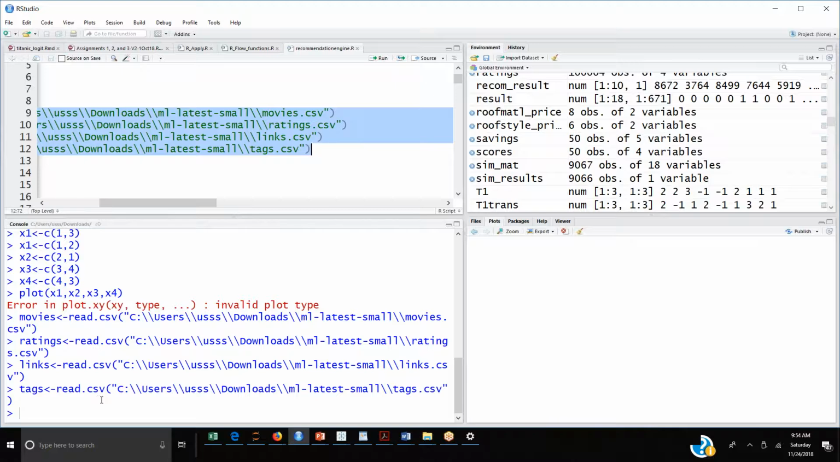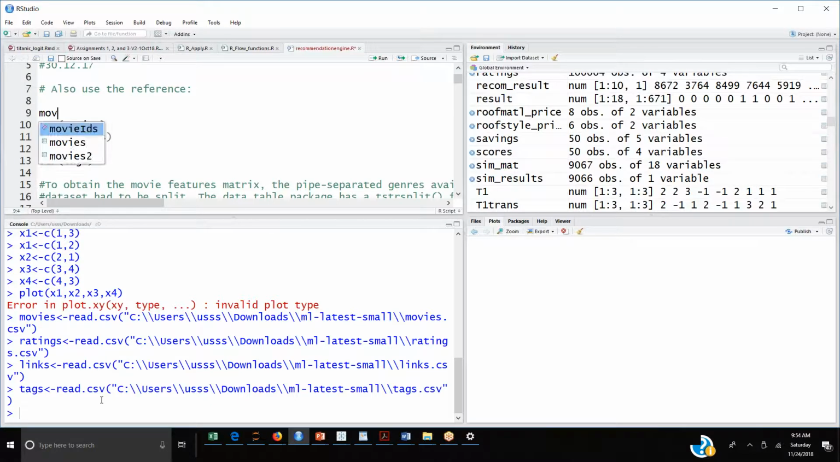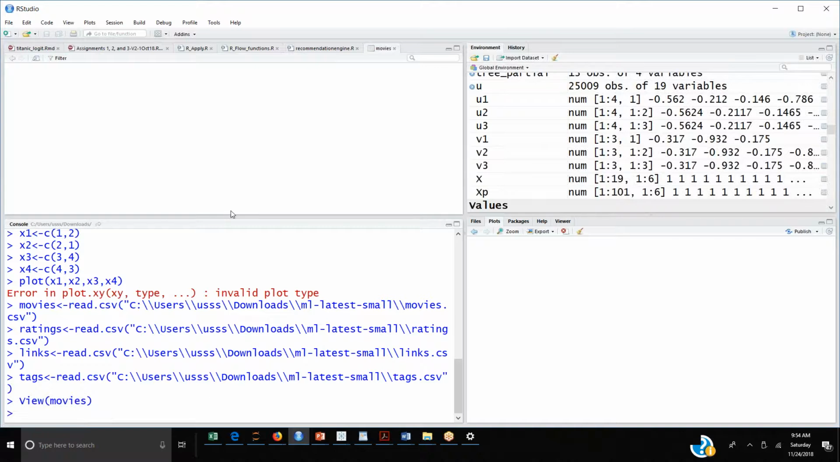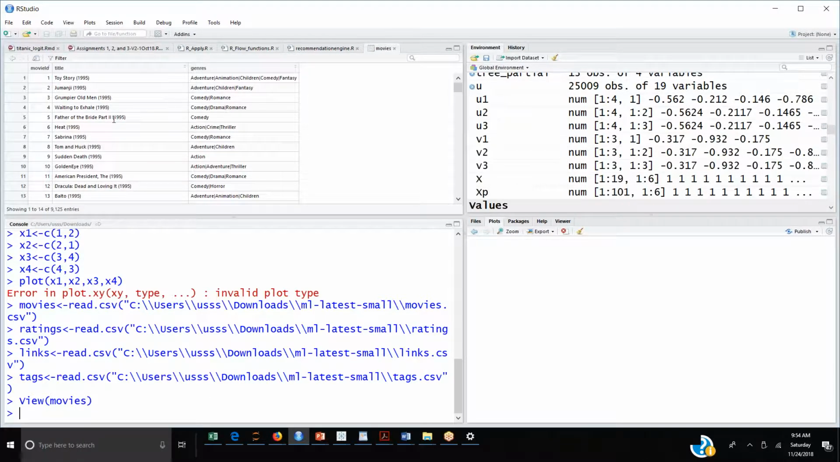So what do we have? Let's see the movie one. Actually, I can view movies, right? That's better, maybe. See here at the movies. Do you see this one? Can you read? I don't know whether it's too small. Columns are movie ID, title, and genre.